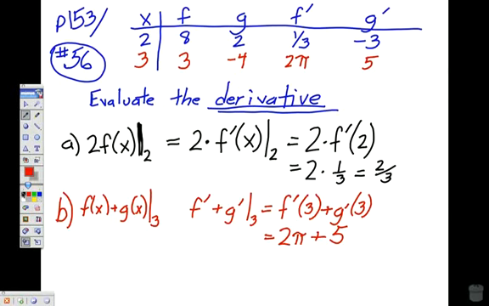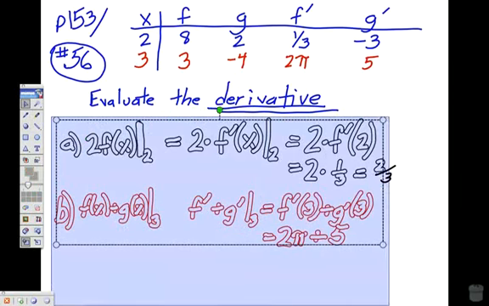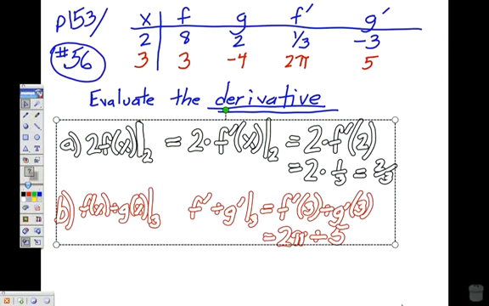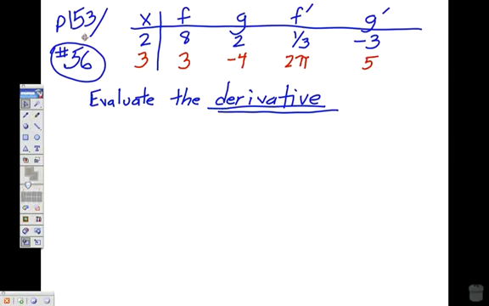All right, so now that we've got the idea, let's go to some that are a little more complicated, starting in question C. I'm going to get rid of what we've got here, and here comes part C. Part C is f of x times g of x. And we're doing this at x equals 3. The derivative of f of x times g of x.